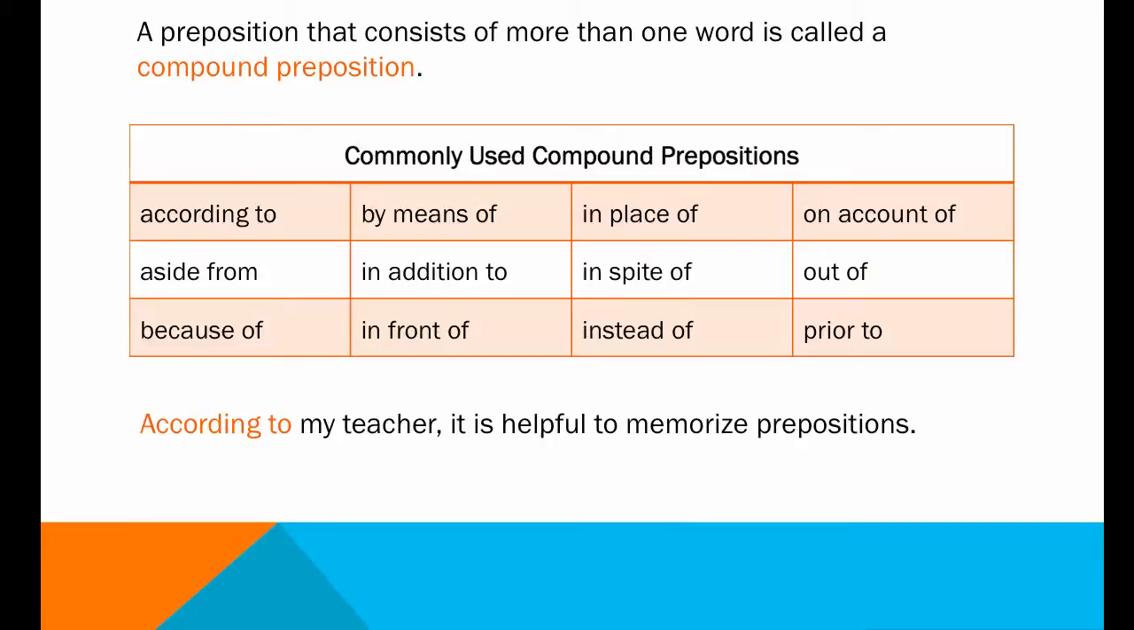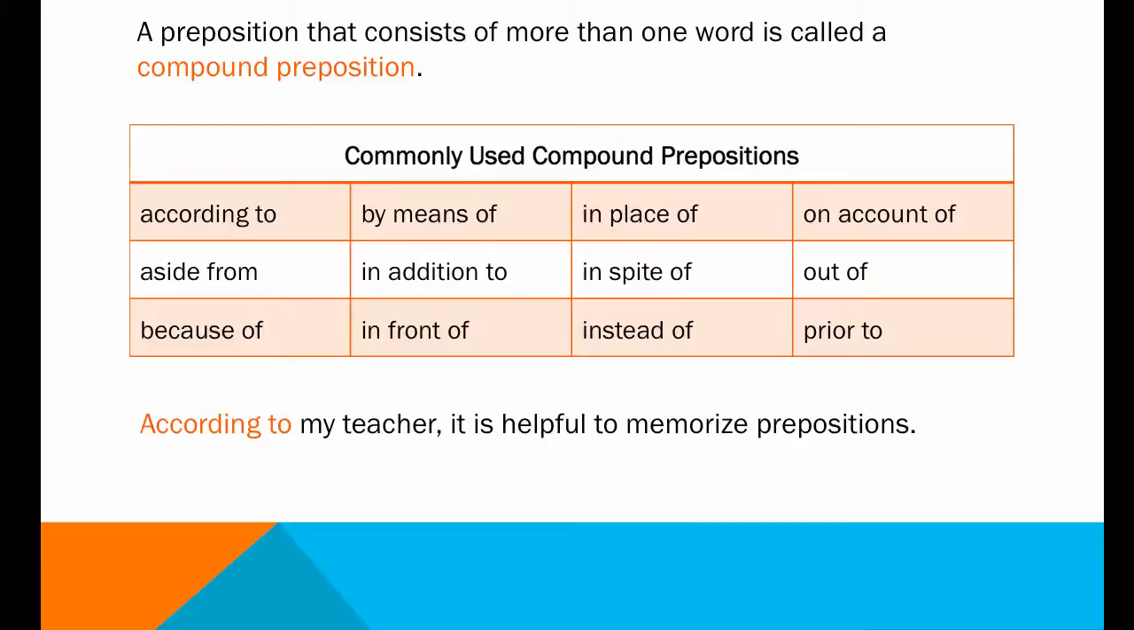Sometimes there'll be groups of words that come together to make a compound preposition. So a preposition that consists of more than one word is called a compound preposition. Again, here are some of the most commonly used ones. It doesn't mean it's the only ones, but definitely be familiar with these. According to, aside from, because of, by means of, in addition to, in front of, in place of, in spite of, instead of, on account of, out of, prior to.